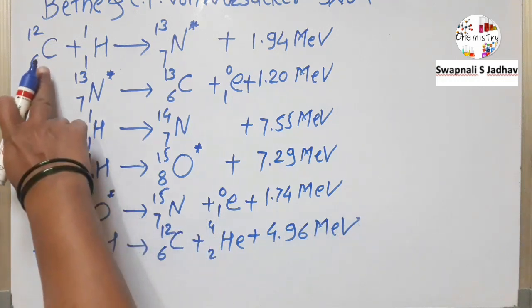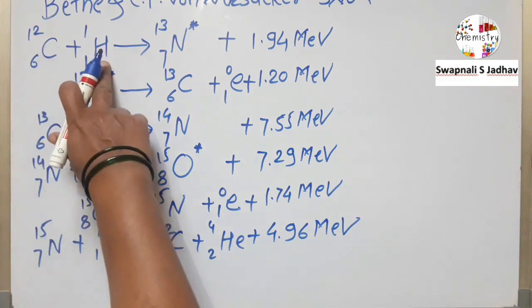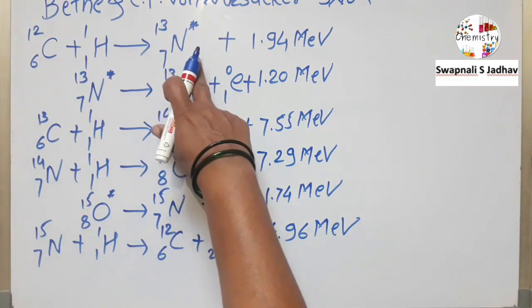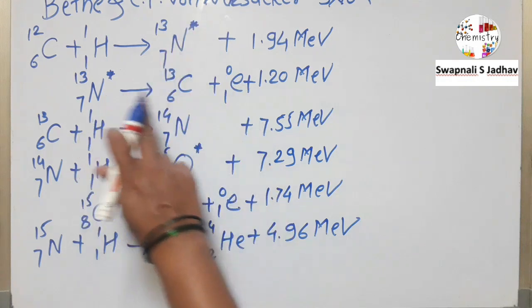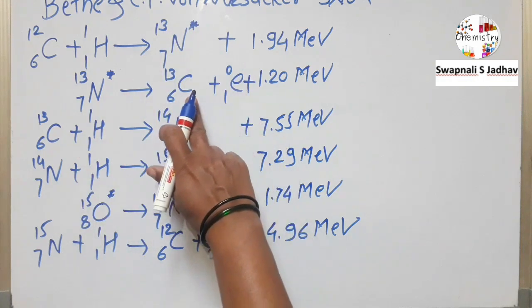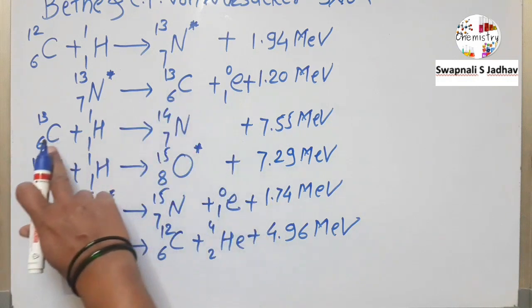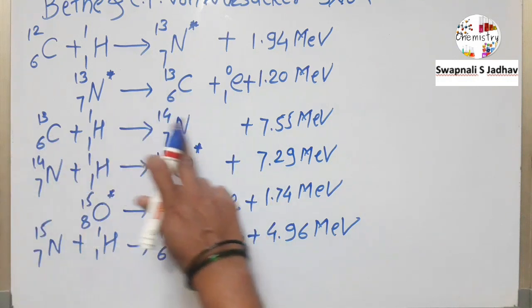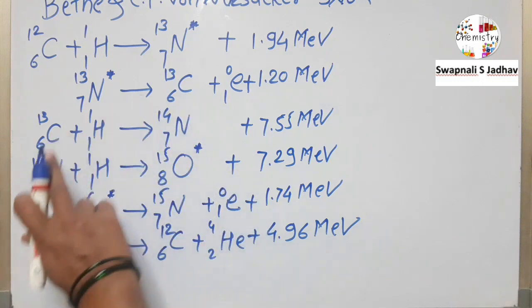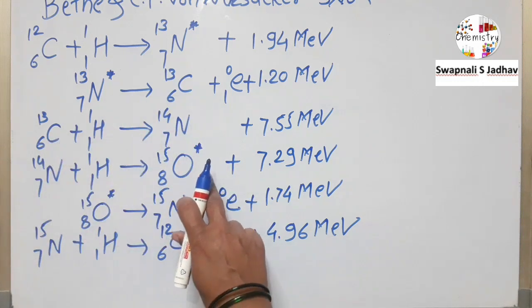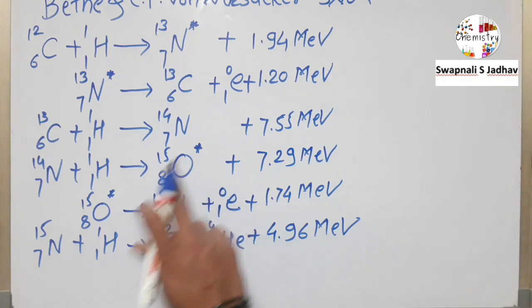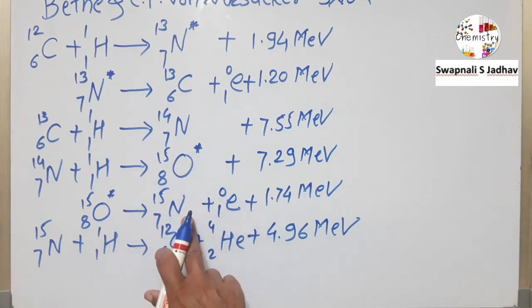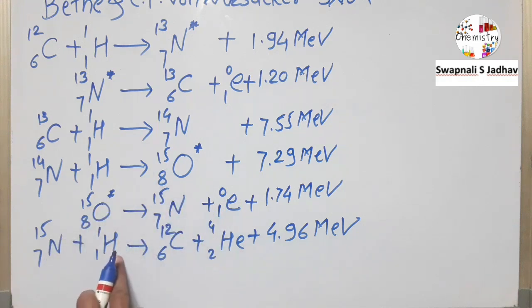So see, when carbon 6 12 plus H11, there is formation of nitrogen 7 13 which is unstable. It emits a positron and forms the product carbon 6 13, which combines with another proton and forms nitrogen 7 14, which combines with another proton and forms unstable oxygen 8 15, which emits a positron and forms nitrogen 7 15, which combines with another proton and forms carbon 6 12 with one helium nucleus and energy.